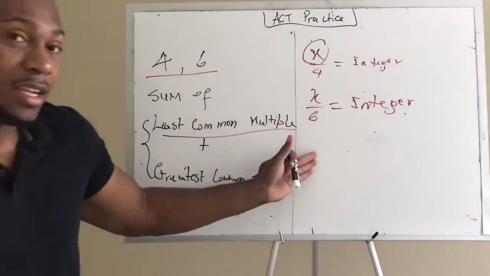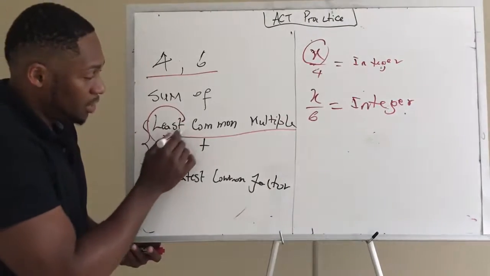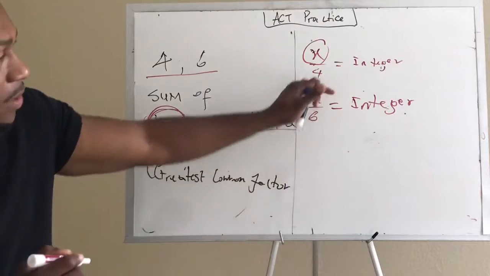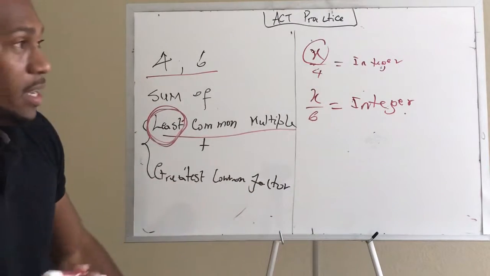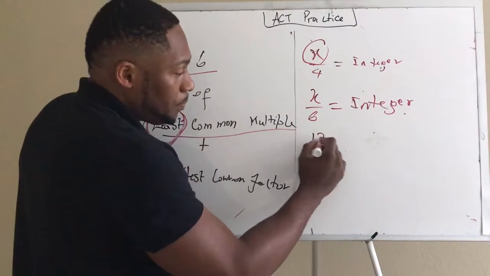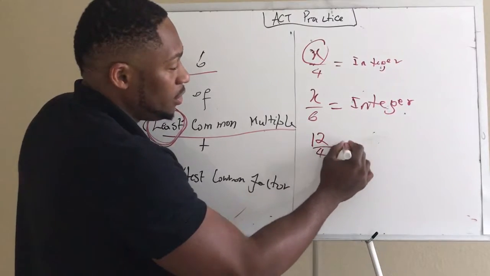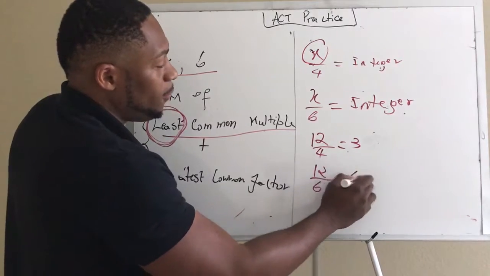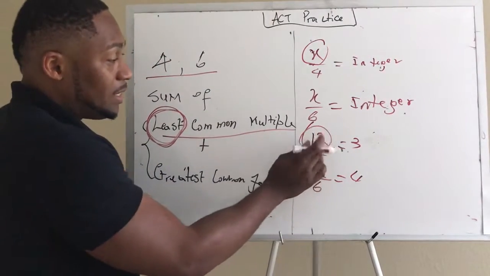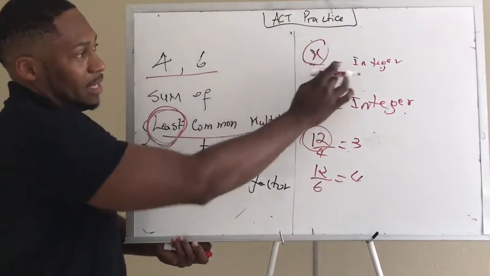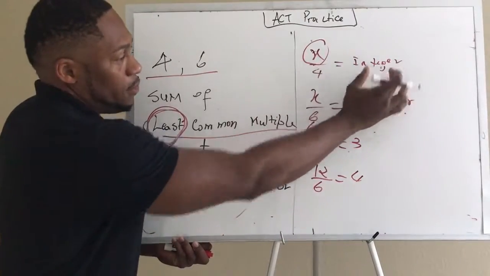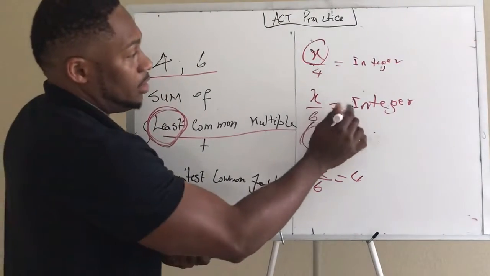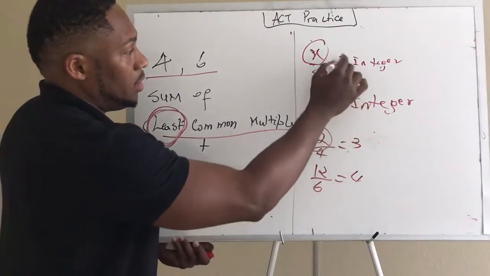But the other thing is it needs to be the least common multiple, the smallest one. And the smallest number that we divide by 4 and divide by 6 and get an integer is 12. So 12 divided by 4 is 3, and 12 divided by 6 is 4. That's the smallest number that satisfies this. Divided by 4, you get an integer, divided by 6, you also get an integer.